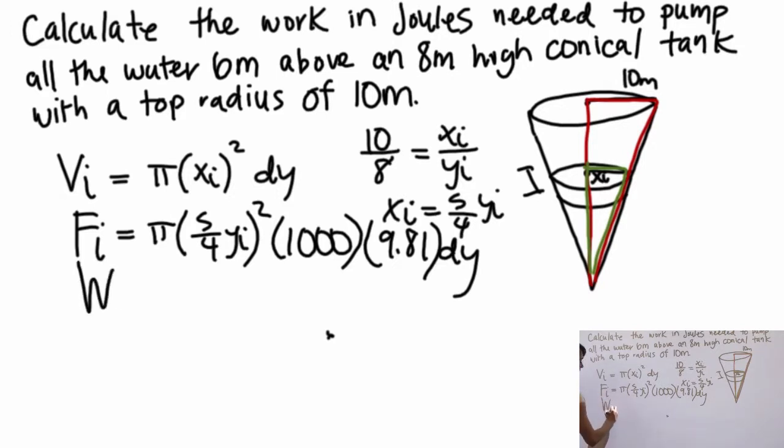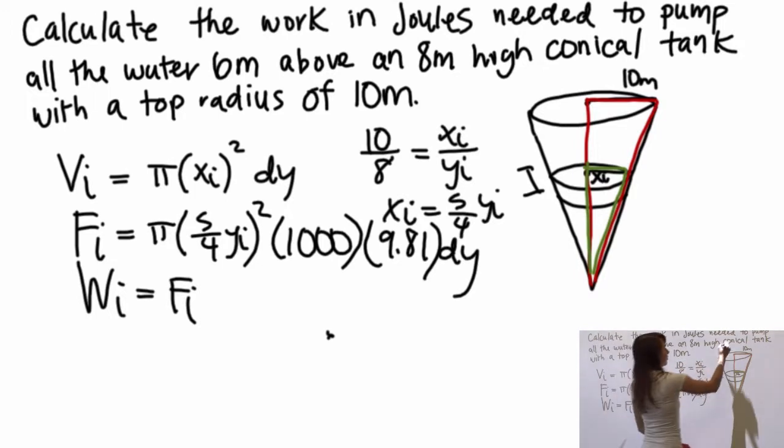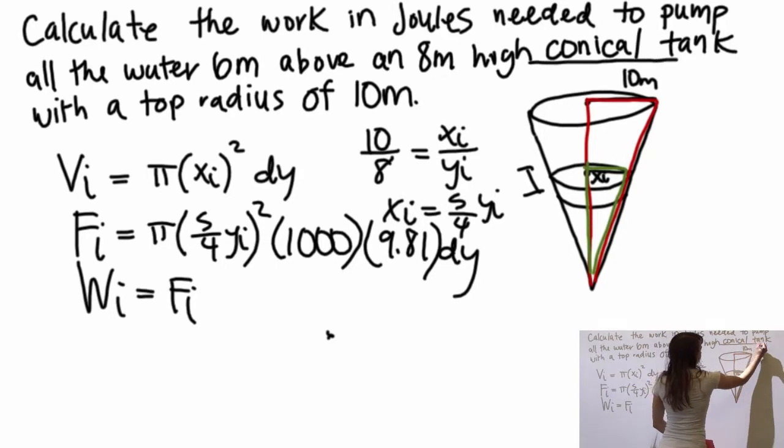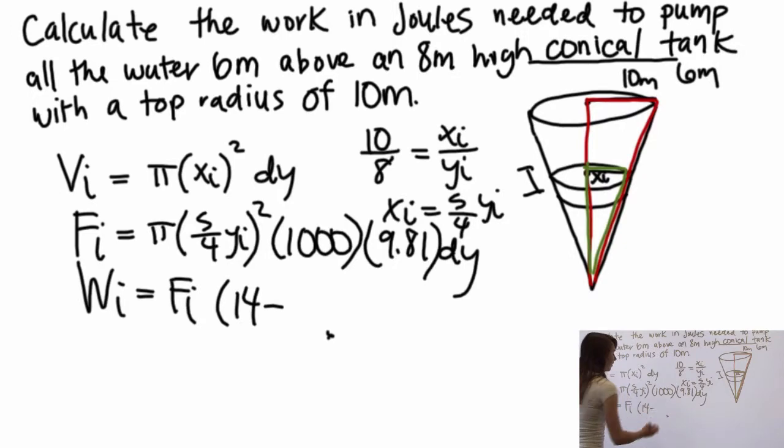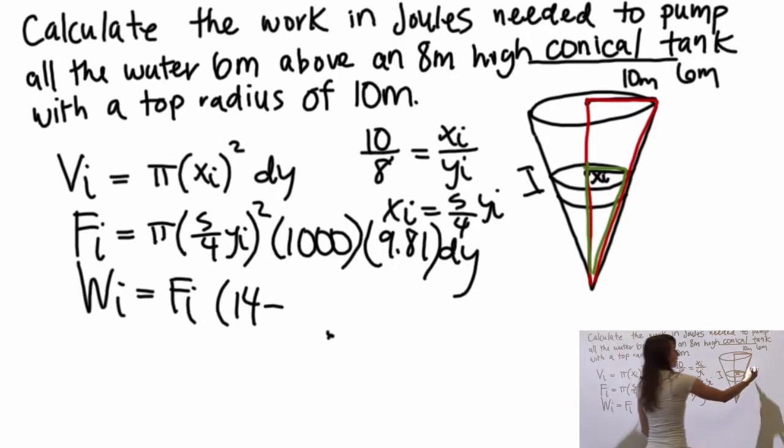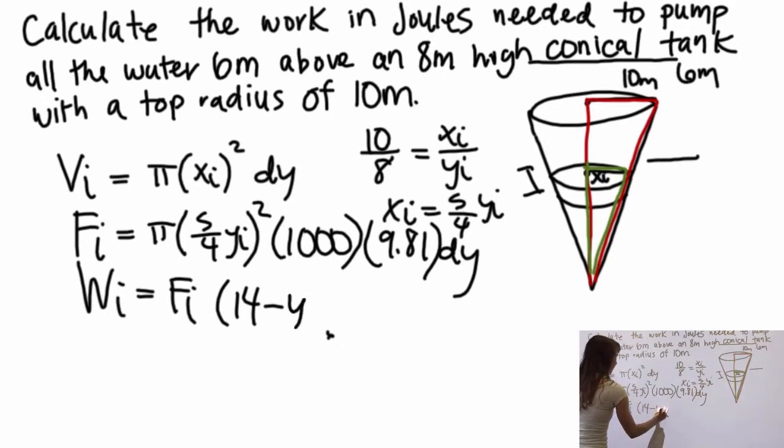So the work on one slice is going to be this force times the distance that we're pumping out. So at the top we have a point here that's 6 meters above. So at the top you're going to be at 6 meters plus your 8 meters height of the tank. That's going to be 14. And then depending on where you are, here we're going to be at 14 minus some y distance. So we're going to say 14 minus y.